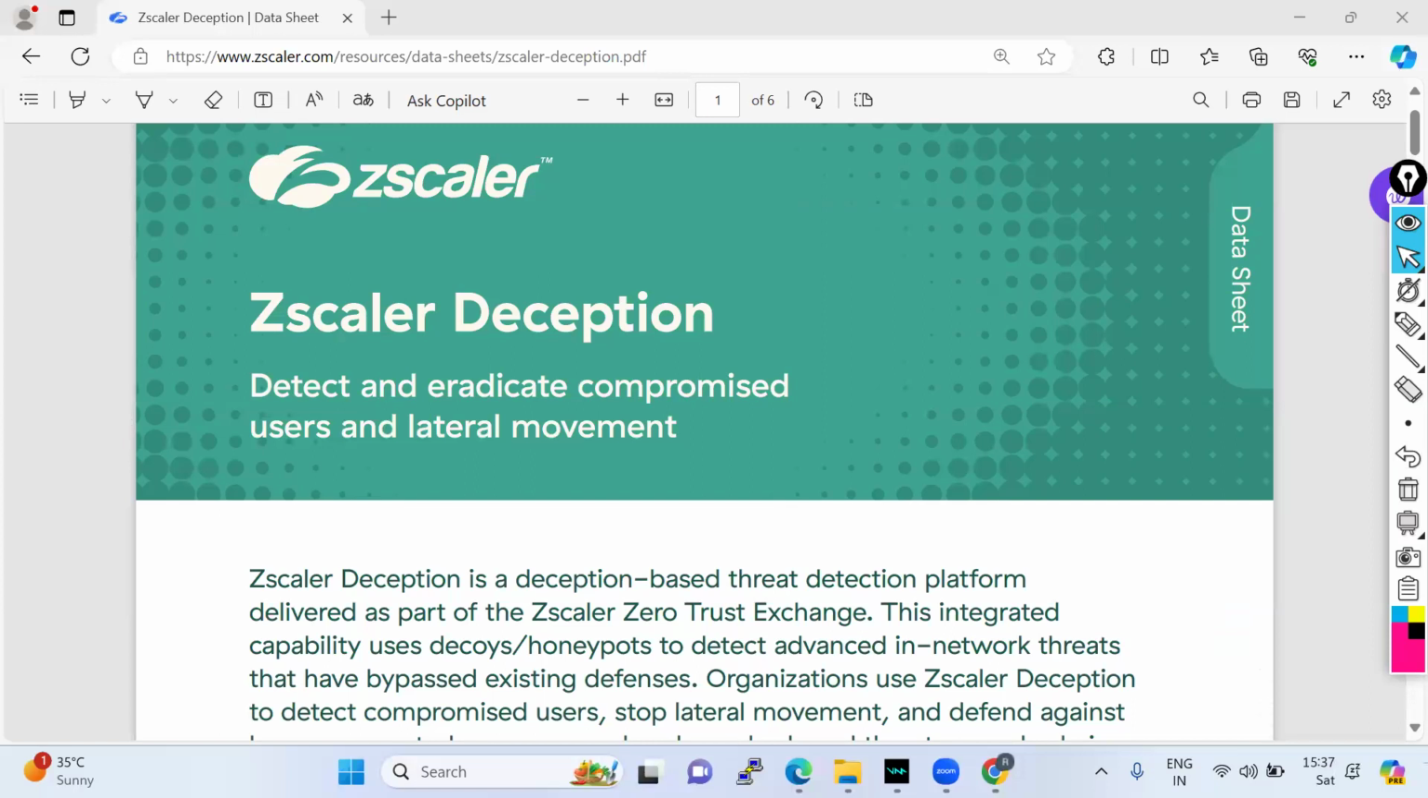But how are we going to protect against new, trending, sophisticated attacks? Zscaler deception is quite popular nowadays, and by using Zscaler deception it is going to detect and eradicate compromised users and lateral movement. It means if any user is compromised, the easiest target for any attack is just users. Why is it the users?